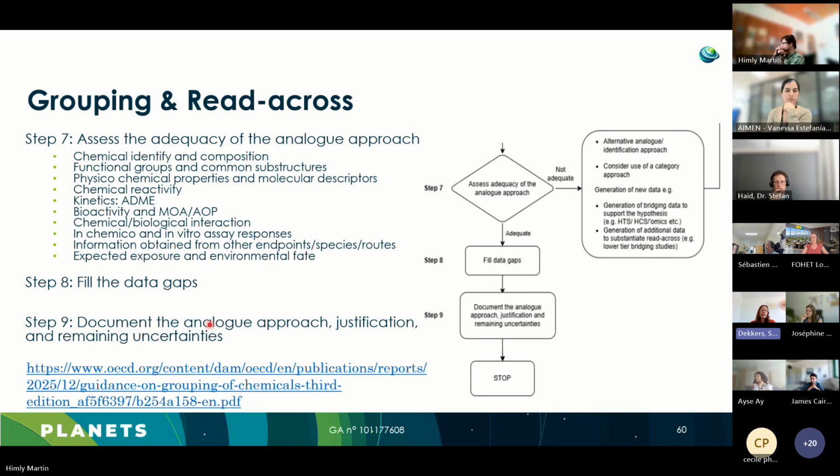So you can have a look and assess the adequacy of the whole approach. Have a look into your chemical identity and your composition, your functional groups, common substructures, the PhysChem data, and then there are some other issues. You can look at the chemical reactivity, the kinetics, bioactivity, mode of action, as I said already. And so on. There you can also use in chemico and in vitro assays to really test how similar your material is. And then you start filling the data gaps.